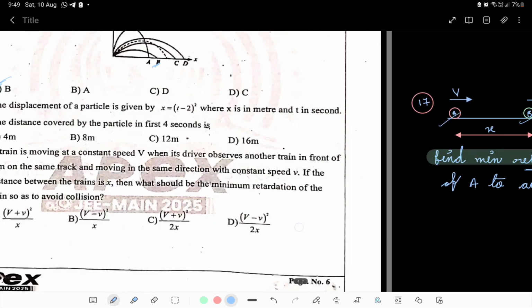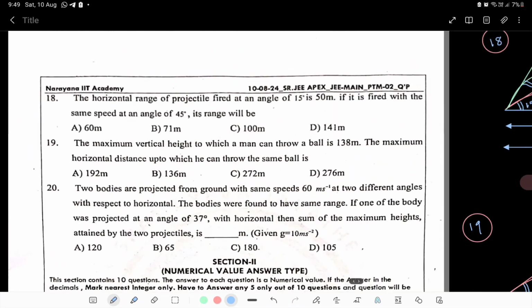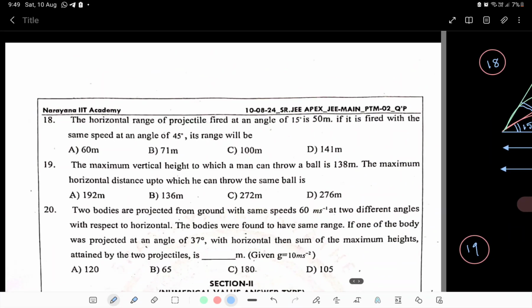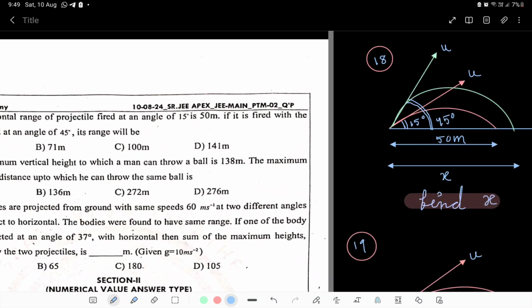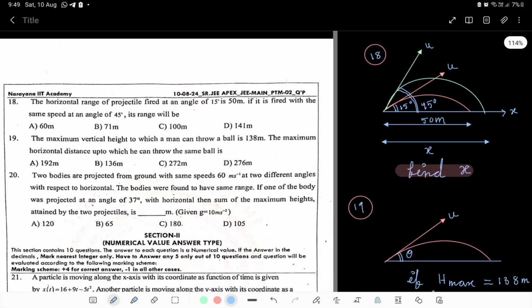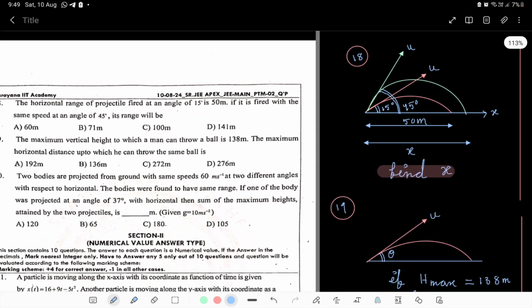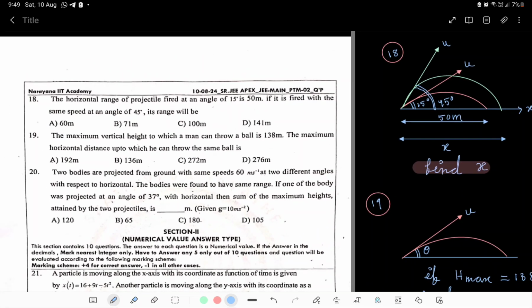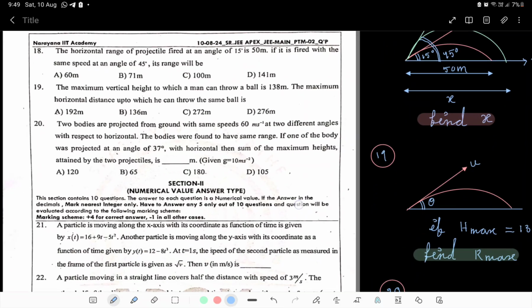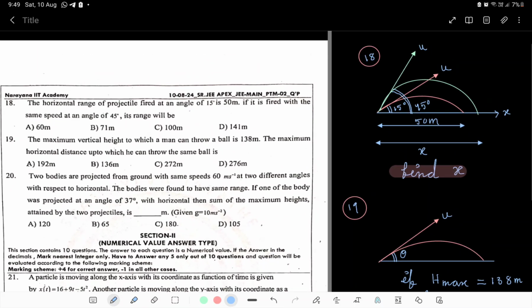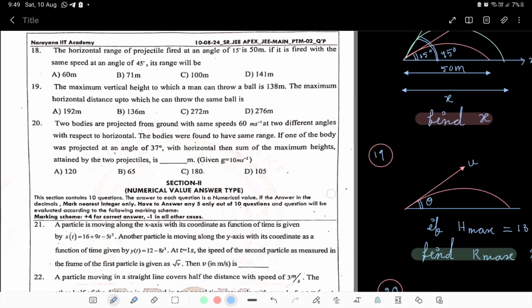So that's question number 17, and questions 18, 19 and 20 are all easy problems, no need to solve them at all, because all are direct formula based, right? The horizontal range of a projectile at an angle, you know the direct formulas for them, just apply the direct formulas and you will get an answer, right? So this is part 1, and I will do part 2, that is numericals, tomorrow morning, right? So that's for these 20 questions.